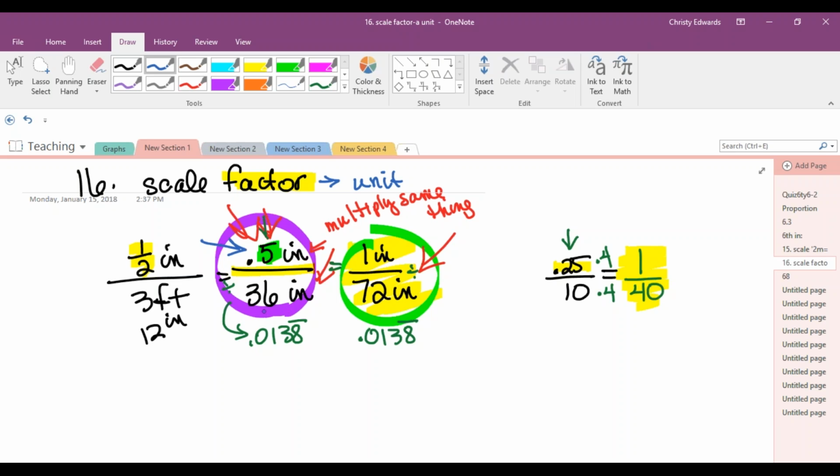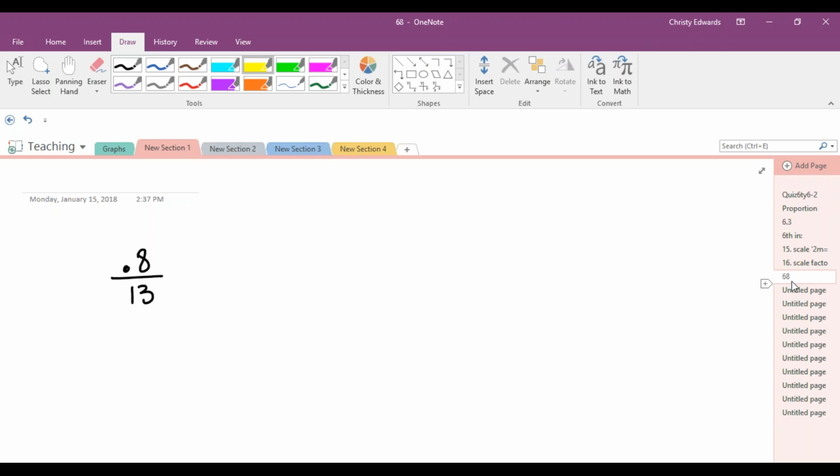We clean it up. And the beauty of fractions is as long as you multiply the top and the bottom by the same thing, you get an equivalent fraction that's prettier. Watch this. 0.8 over 13. Is there a nice easy thing that you can multiply that by? Like 2 or 4? You know what you can do? Multiply everything by 10. Yes, that's it.